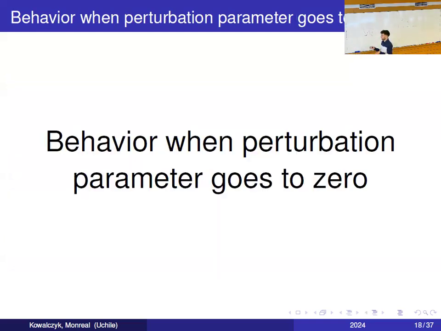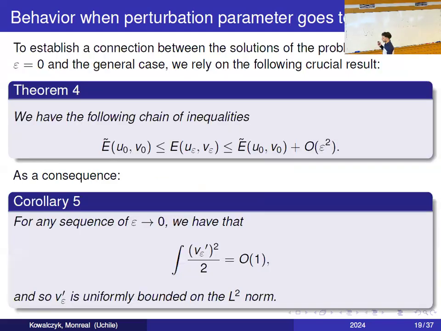Now what happens in between? Okay, when the perturbation parameter goes to 0. We already have some estimate for u, but we don't have for v. So how are we going to get this? We are going to use this. This is like the big result, that is this energy estimate.